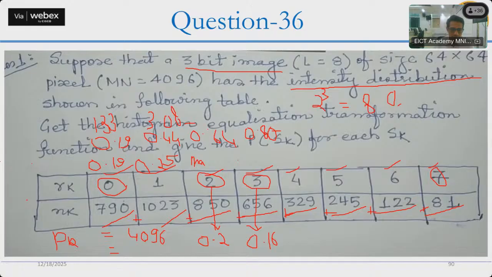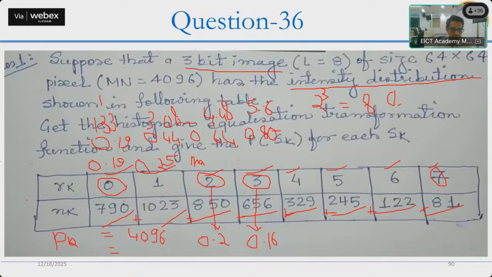We have to calculate. What about this one? 0.64 multiplied by 7 is 4.48. What about this one? It is 5.6. So we need up to this value only. The others we can calculate. So we can round off to the nearer value.